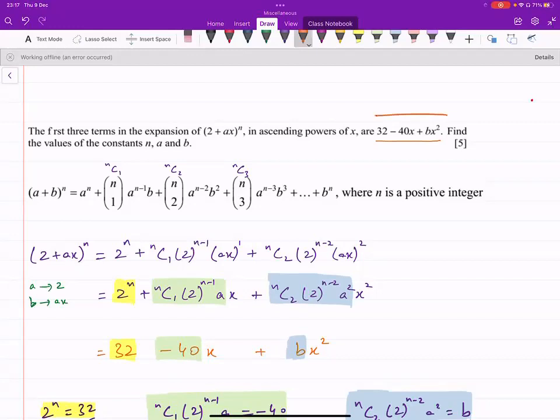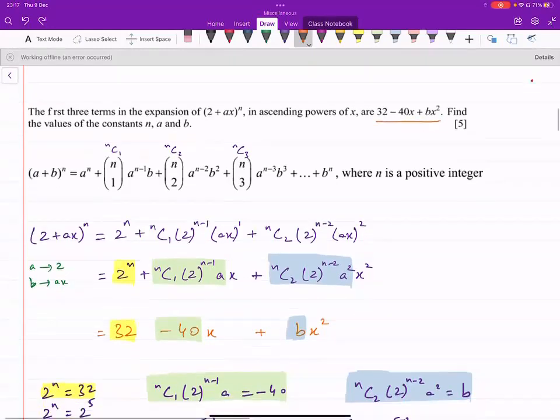You've got the first three terms in the expansion given. What you can do is your own expansion. So you've got (2 plus ax) whole raised to power n. Using the binomial formula, which is given in the formula sheet, you just input values. Again, a corresponds to 2, b corresponds to ax, and n corresponds to n here. We don't have the value of n. Just use the formula to expand the first three terms.